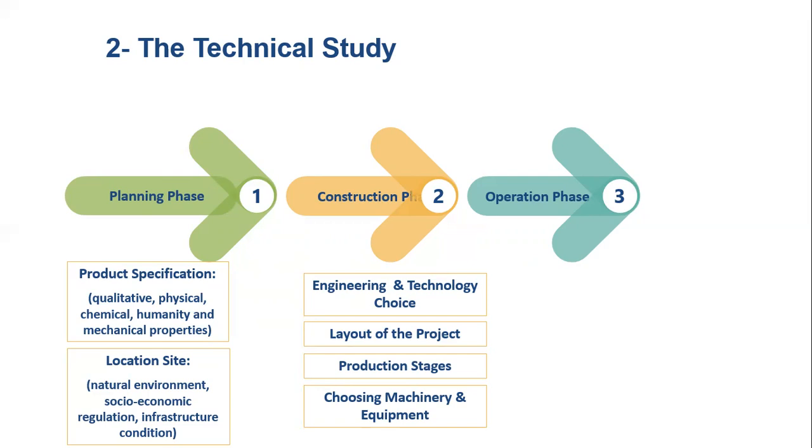It is the engineering and technology choice, layout of the project, production stage, choosing material and equipment, and civil work. So here in the engineering and technological choice, you have the plant capacity. What is your plant capacity? The feasible normal capacity, the maximum capacity that you have. It is taken into consideration because this will be the whole supply that you are going to provide, and this will reflect on the demand forecasting from the previous point.